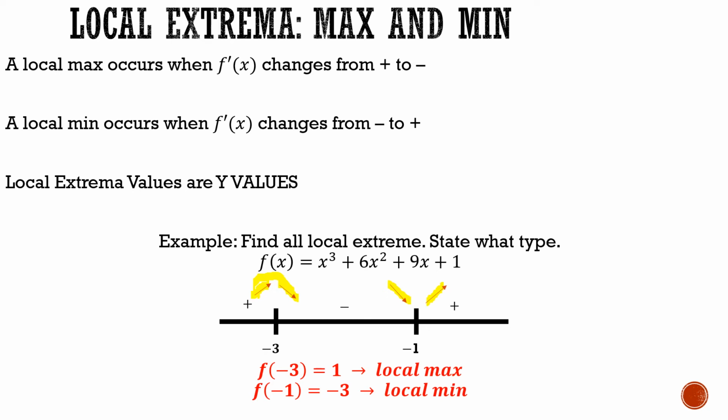So if I plug in negative 3, I'm going to get 1. If I plug in negative 1, I'm going to get negative 3.